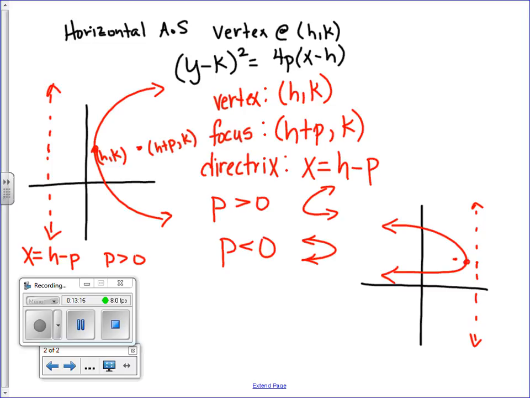What's this point right here, the vertex? What is that? H, K. Yes, that is H, K. What's this point, the focus? H plus P, comma K. What's the equation of this line right here, the directrix? Right. Good, very good.